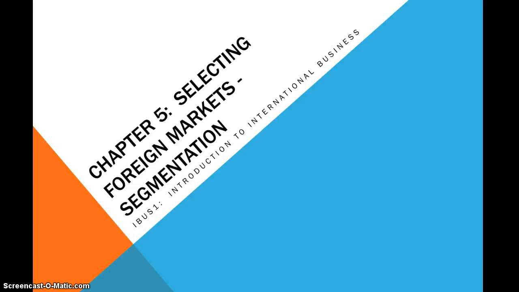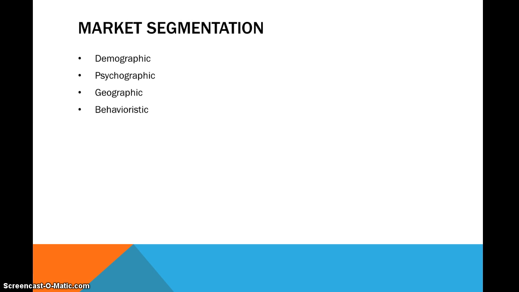Welcome to Chapter 5, Selecting Foreign Markets. In this section, I'd like to talk a bit about segmenting your market. You can segment a market basically in four ways: by demographics, psychographics, geographic, or by behavioristic differences.